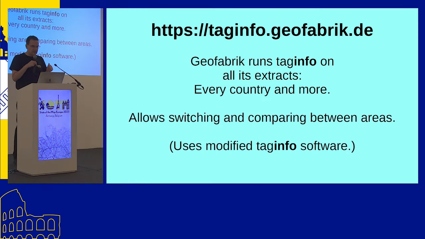There is something that works around that. For a while now, Geofabrik has been running a taginfo instance. They also changed the taginfo code, so that it works with several extracts. Everybody knows Geofabrik for their extracts. For every extract that you can download from Geofabrik, they also run a daily taginfo run. So now you can get the statistics on highway tags just in Belgium and on all this. It allows switching between different countries, and it also allows comparing between different countries.